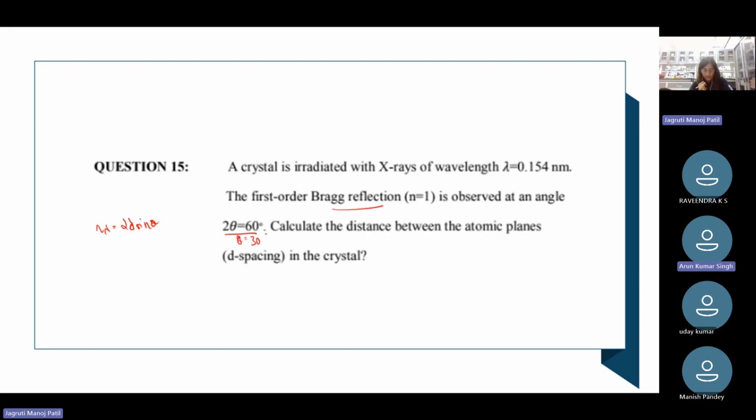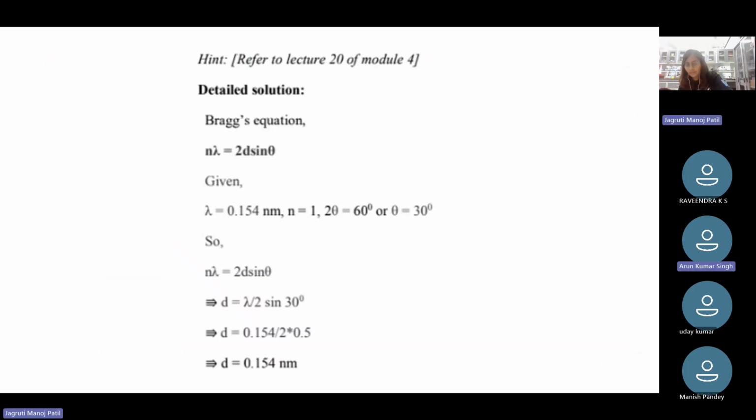What else information do you need? We want to calculate D from there. Wavelength you have it here. N is given as 1. Same, 0.154. Okay. So the answer is 0.154 nanometers. Okay. That's it for this session then. The answer also comes to be like this here.